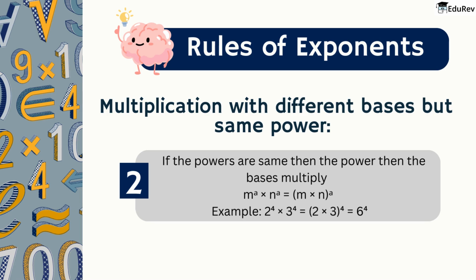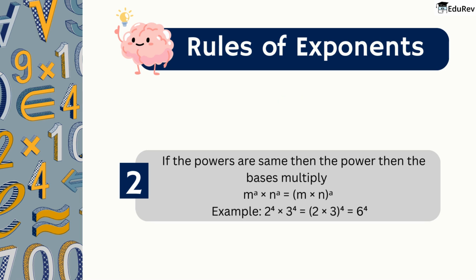Rule 2. Multiplication with different bases but same power. If the powers are same, then the bases multiply. m raised to the power a times n raised to the power a is equal to m times n raised to the power a. Example, 2 raised to the power 4 times 3 raised to the power 4 is equal to 2 times 3 raised to the power 4, which is equal to 6 raised to the power 4.